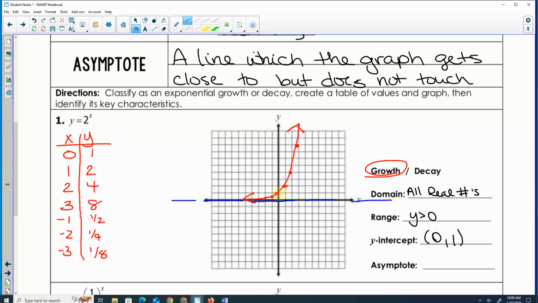And the asymptote. That's the line we're getting close to but not touching. So remember, way back when we talked about HOY and VUX. If it's horizontal, it's y equals, and that was at y equals 0. So my horizontal line, the equation of the line that we're not crossing, is y equals 0.